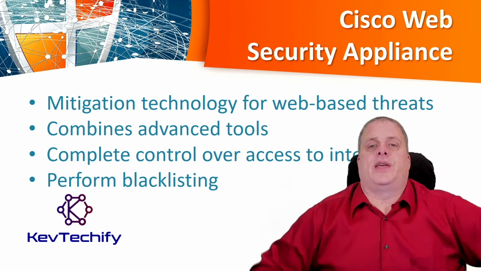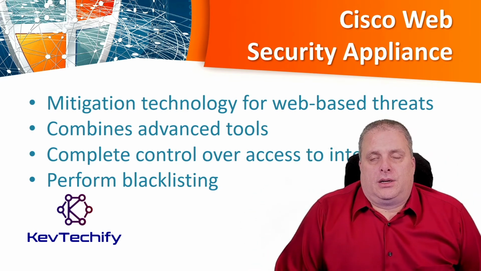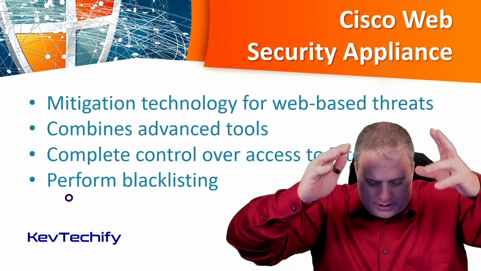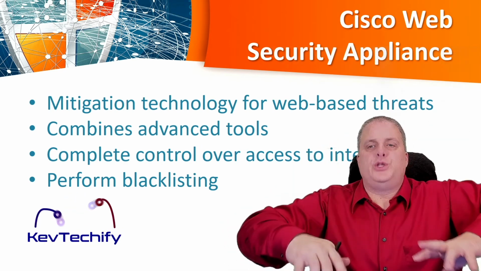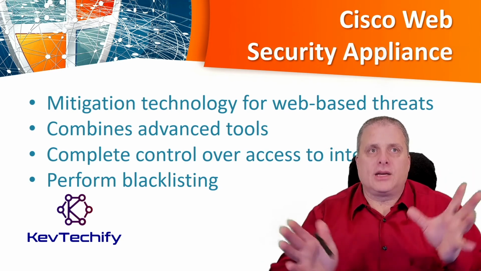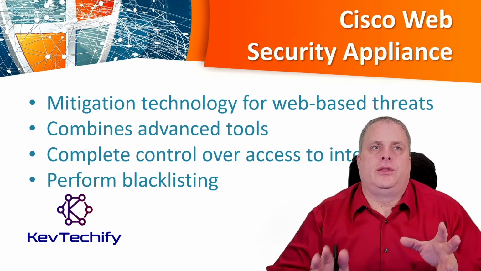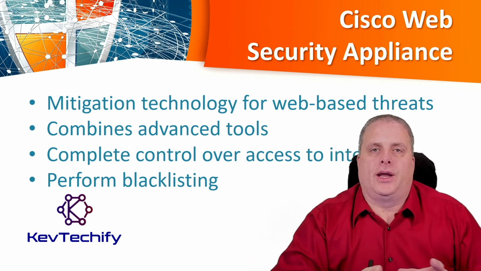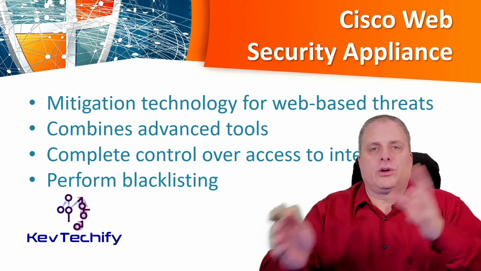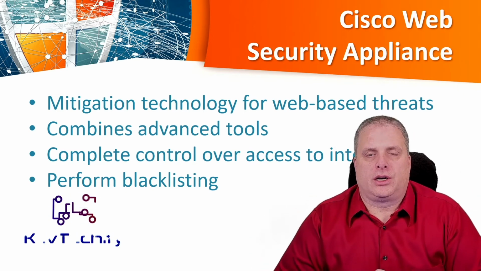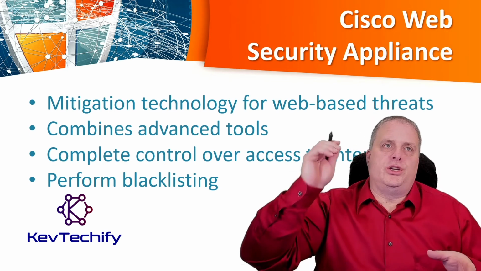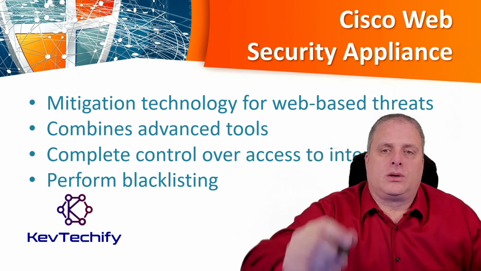Cisco also gives us a web security appliance. What the web security appliance does is it's a technology that helps you mitigate web-based threats. A lot of companies, they have a tool to do malware protection, even advanced malware protection. They have another one to block or allow certain applications into our network. We have another technology to allow acceptable use.